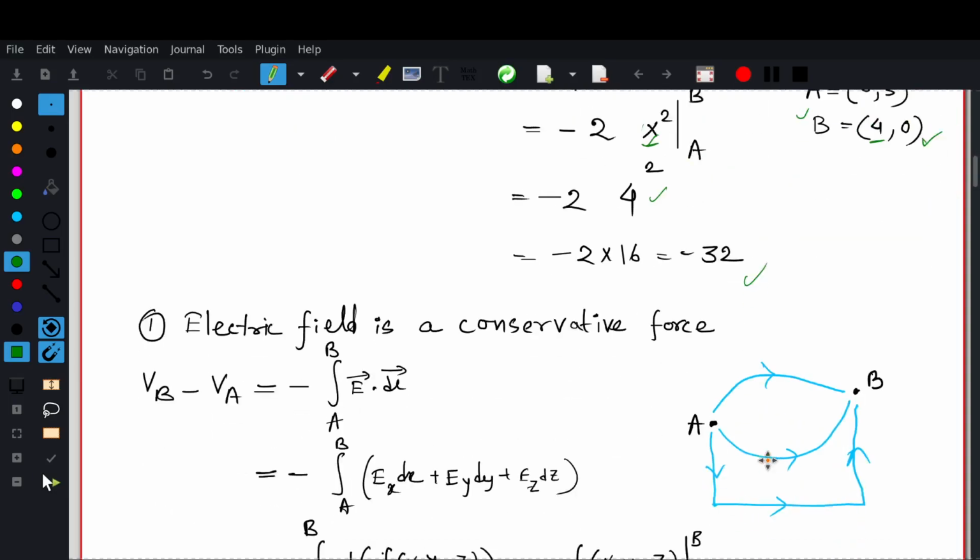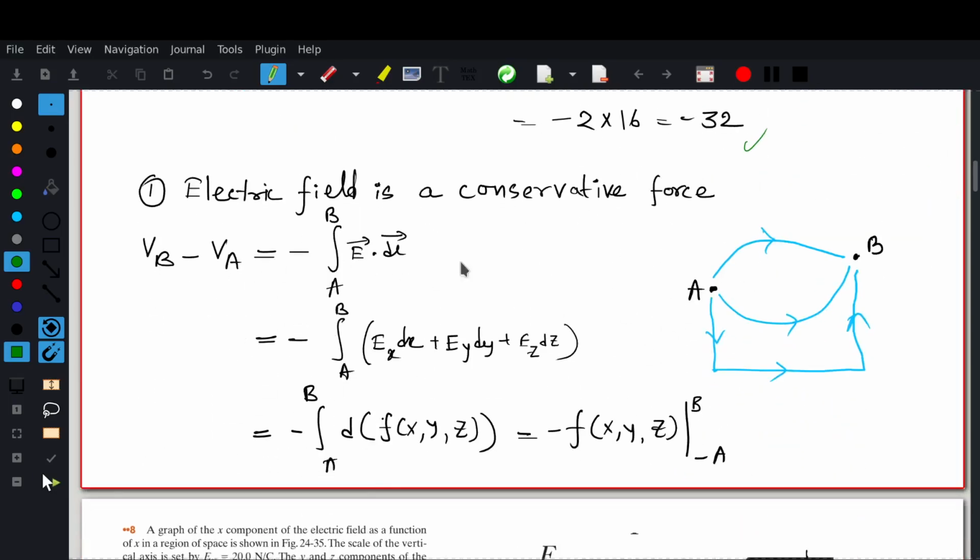So the main idea of this is, if you have some complicated field, like some E dot dl, where E might have different kinds of components, some x, y, z, right? And you have been asked to calculate the potential difference between some A point and B point. And you might also have been asked to calculate this along some contours. So that means, let's say I ask you to calculate the potential difference between A and B along this path, or along this path, or along this path.